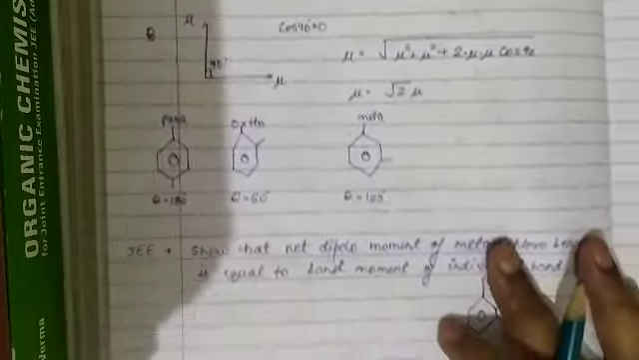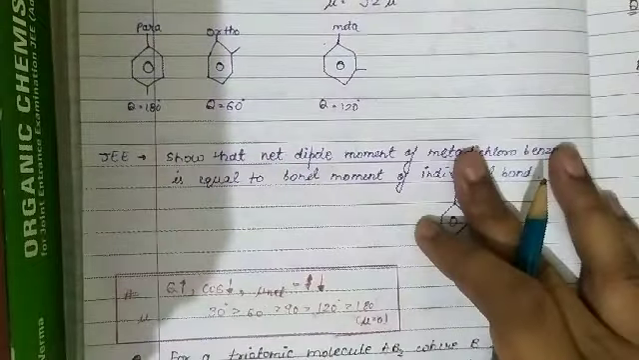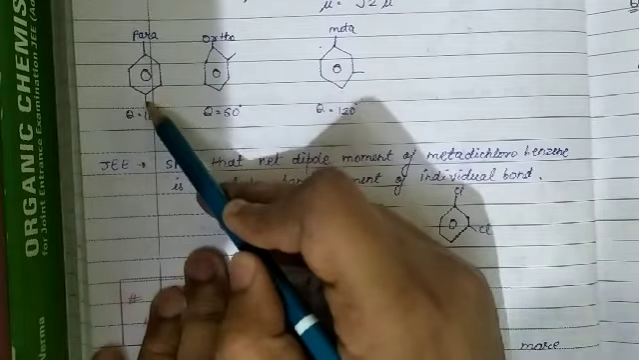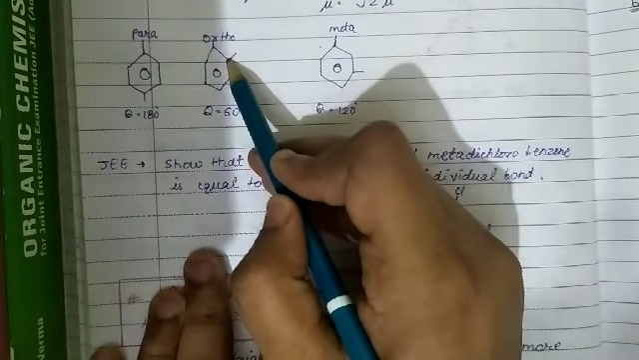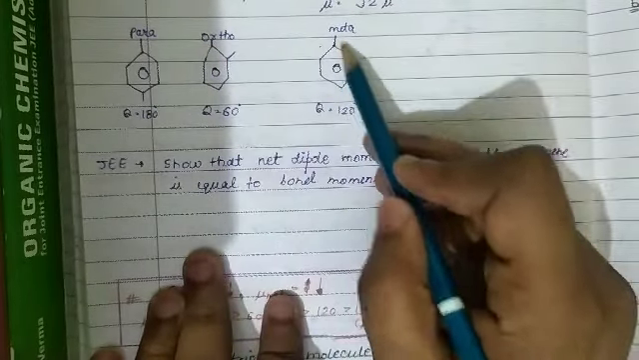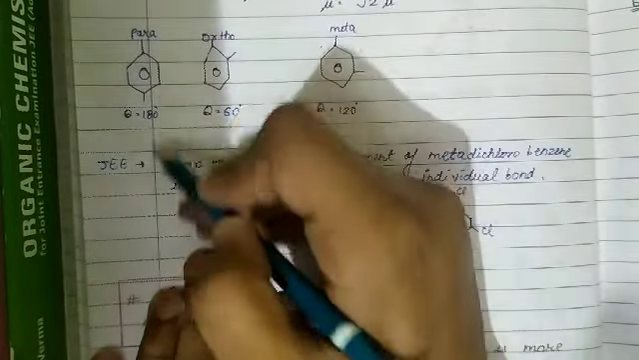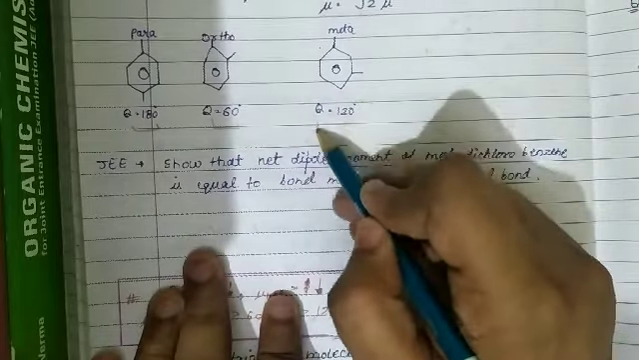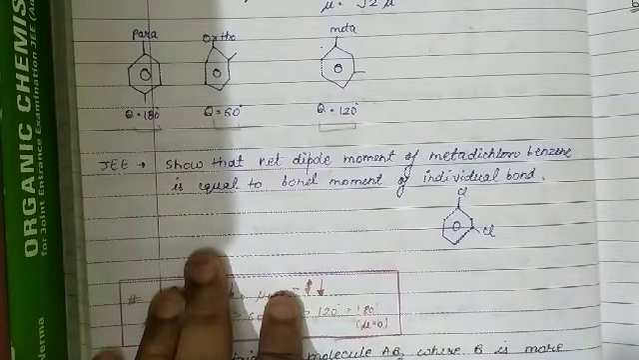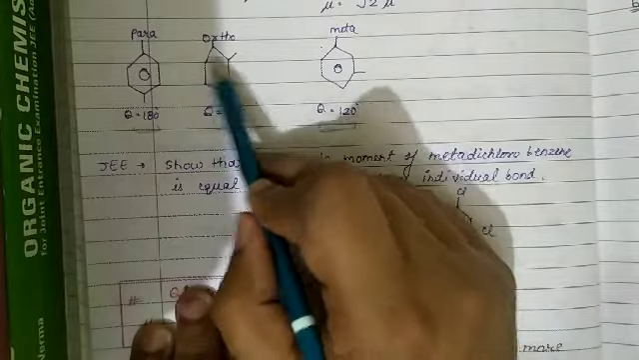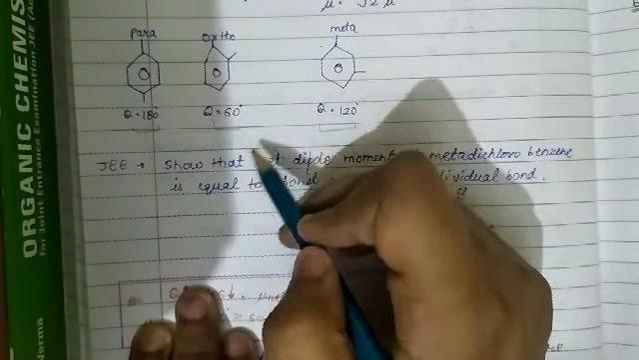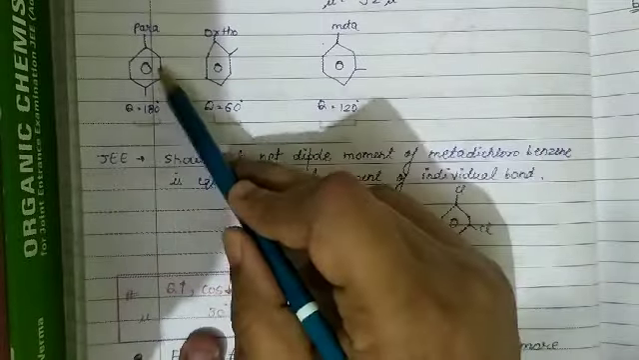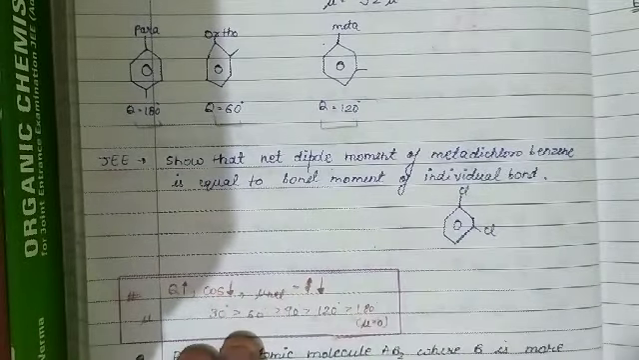See the next case. As we have the formula, in this case, with respect to this group, this is para position. With respect to this group, this is ortho position. With respect to this group, it is meta position. So in para position, theta is 180, in ortho, theta is 60, and in meta, theta is 120. So basically, as we have the formula, mu equals square root of mu1 square plus mu2 square plus 2 mu1 mu2 cos theta. So we will apply the formula and we get the dipole moment.